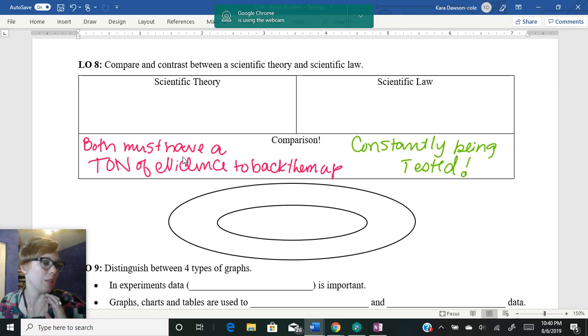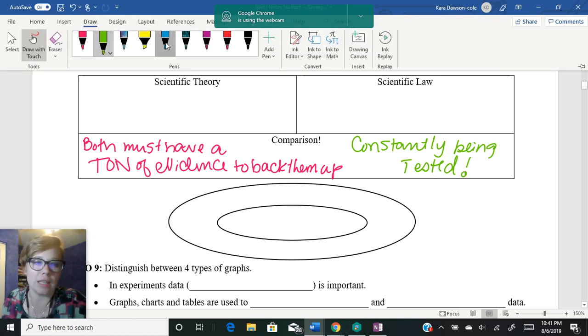A lot of people think, well, you have a hypothesis and that goes to a theory and that goes to a law, and that's not necessarily true. A lot of times you can either have the scientific law before the theory, or you can have the theory before the law. It doesn't really matter, but both of those are encompassed in the same type of thing.